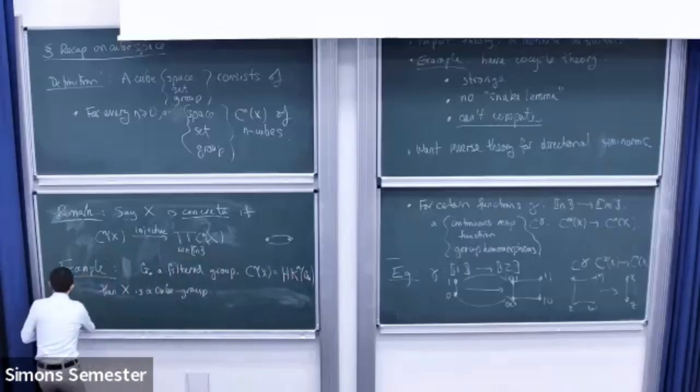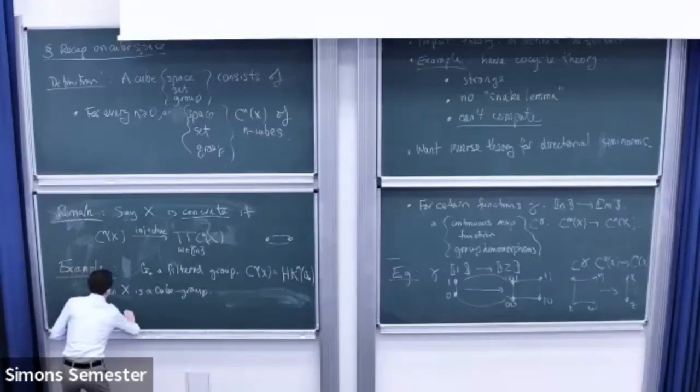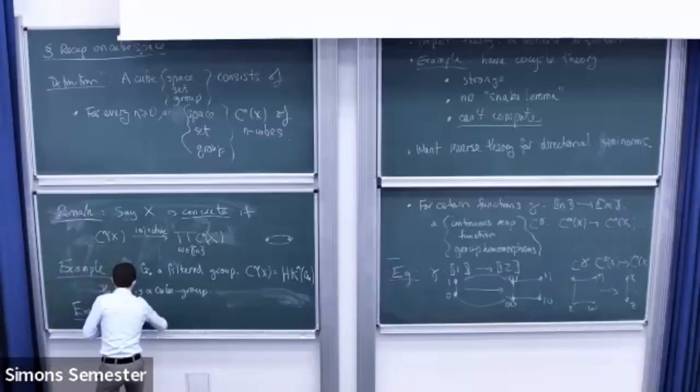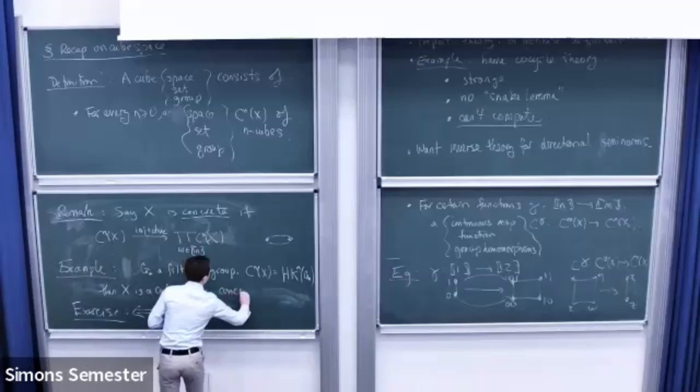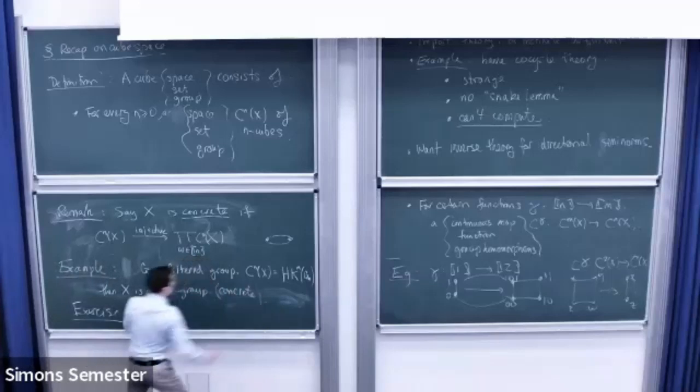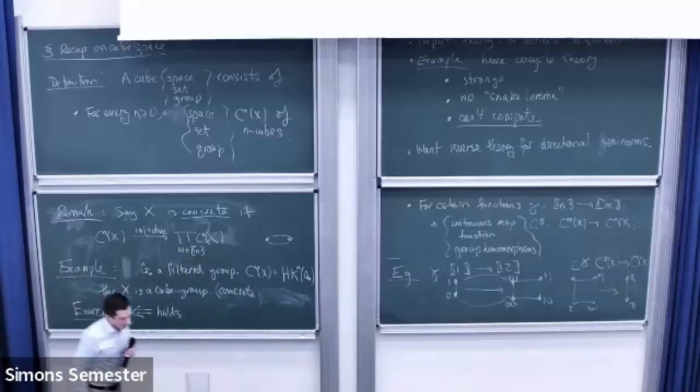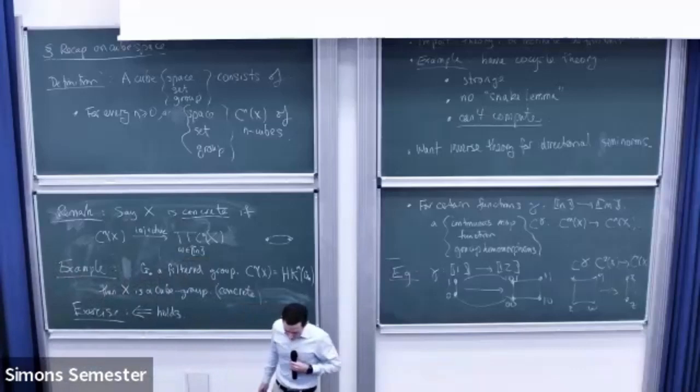And if you're particularly bored, then you can show that this is actually the only kind of cube group there is. So if I assume it's concrete, any concrete cube group actually comes from the Hofstra construction, so they're equivalent. Okay, cool. What else should I say?